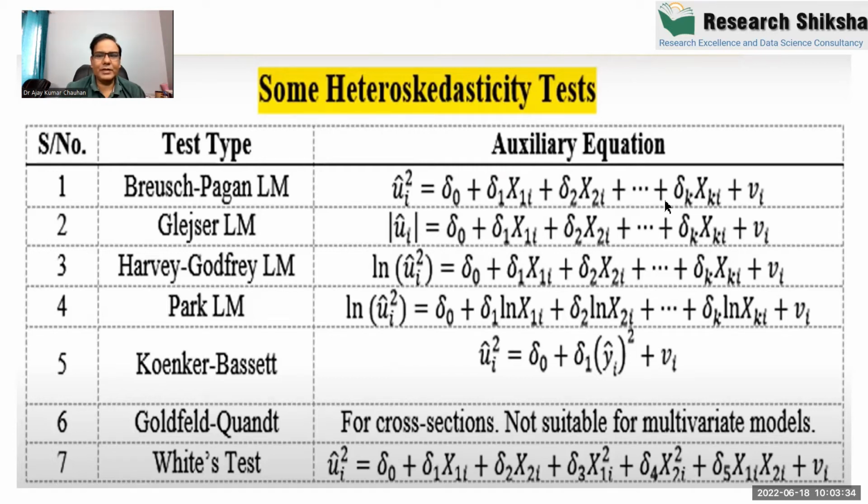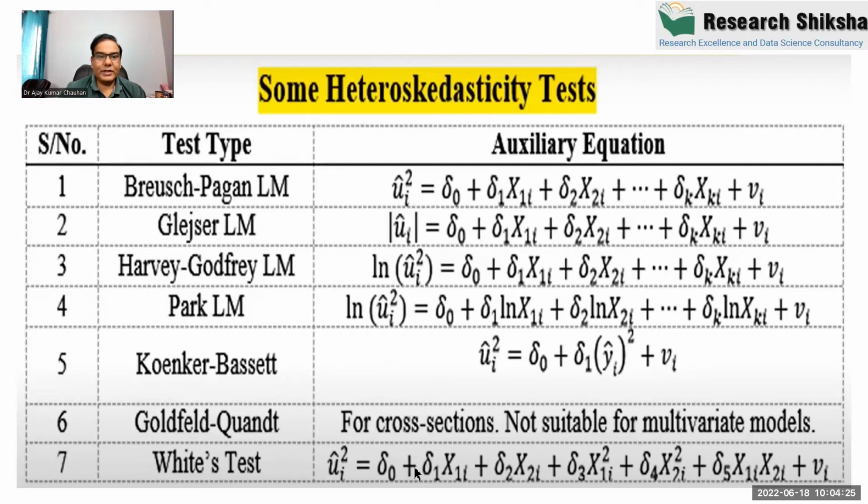The left hand side and the right hand side in this equation are the same in the first three. Park LM takes the log of all independent variables and the dependent variable. Goldfeld is not a very popular test, only applicable for the bivariate regression model. But if you see the White test, there is one difference. In the White test, the dependent variable is the same as in the Breusch-Pagan test. The only difference is that it takes the product of x1 into x2. So in the White test, not only independent variables are considered, but their squares and the interaction effects are also considered.